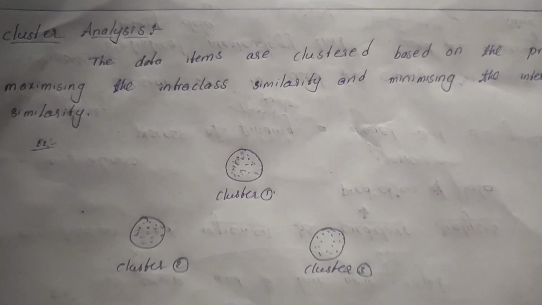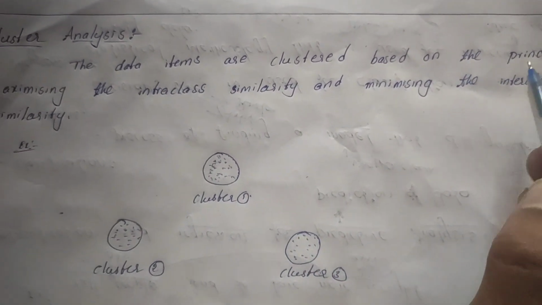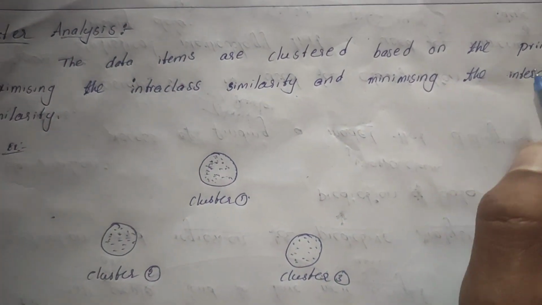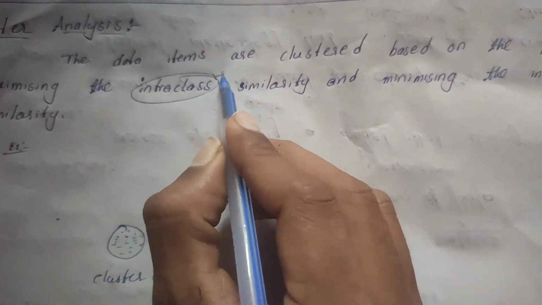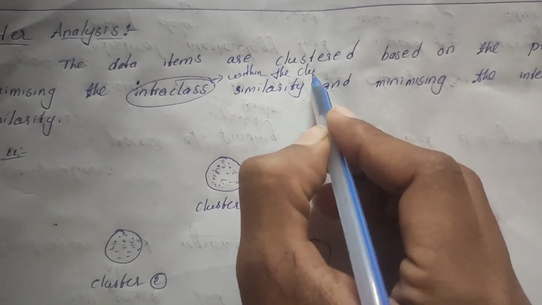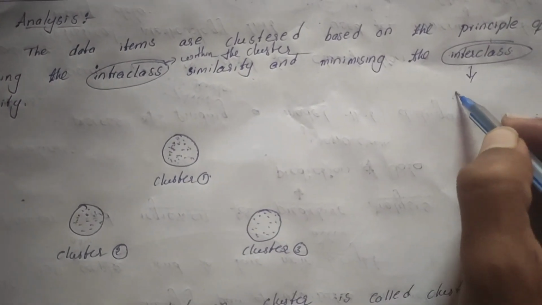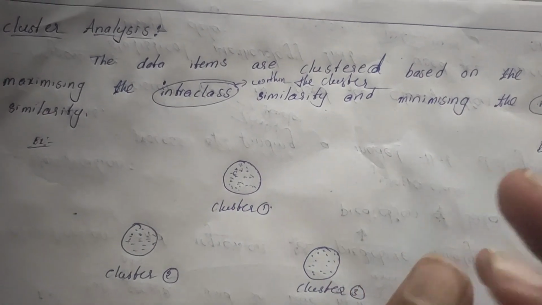Next, cluster analysis. The data items are clustered based on the principle of maximizing the intra-class similarities and minimizing the inter-class similarities. Here intra-class means within the clusters, and inter-class means between the clusters. Clustering means it takes similar data and groups it together.